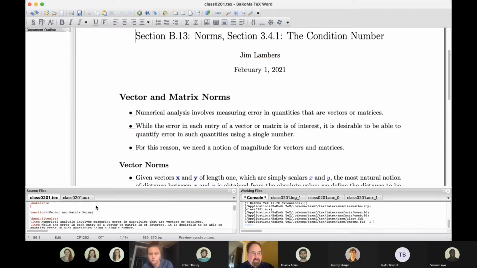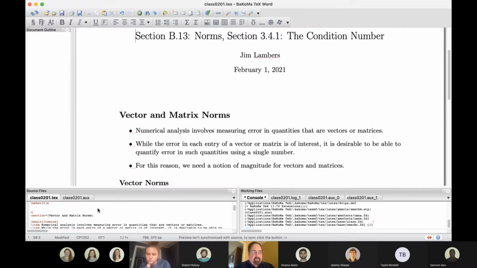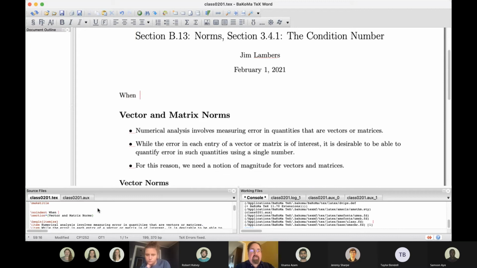Now, to set the stage for today's material, we have methods for solving AX equals B for a general case and for certain specific situations, but we need to also be able to analyze the accuracy of these methods.